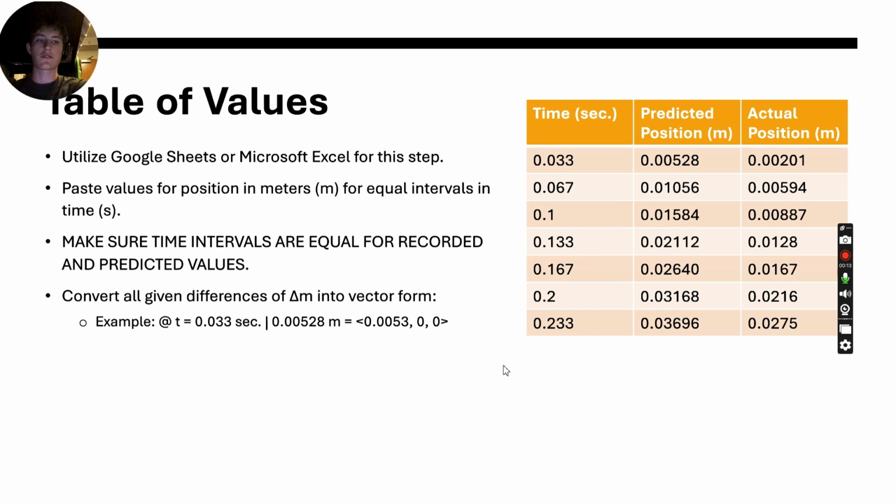Utilizing Google Sheets or Microsoft Excel is the primary tool that we use for this app. We can represent the position in meters and make sure everything is divided into equal intervals of time. And then we converted every position in meters into vector form to better represent the direction that it was moving.